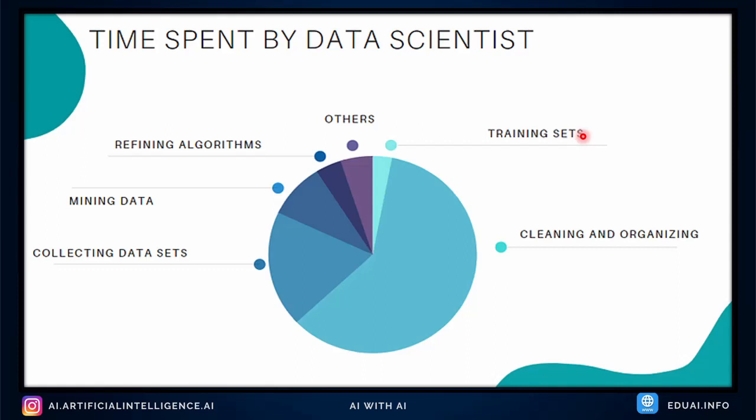Where do the data scientists spend most of their time? If you see, most of the time, 50 to 60% of the time, efforts are spent on cleaning and organizing data, and very less efforts are required for training, for refining algorithms, and so on and so forth. So quality data is what really matters to build a successful machine learning model.